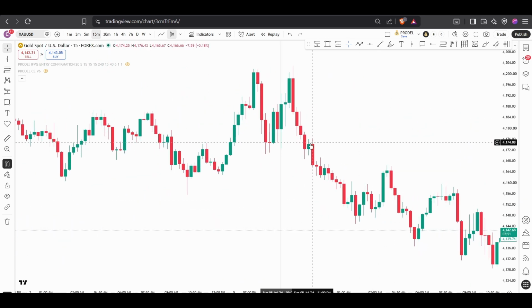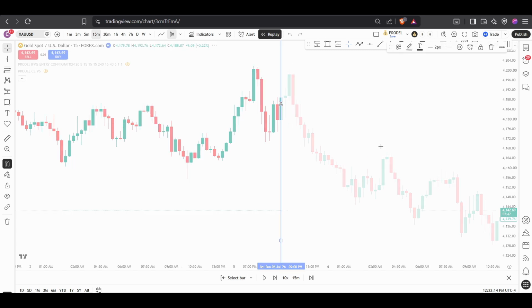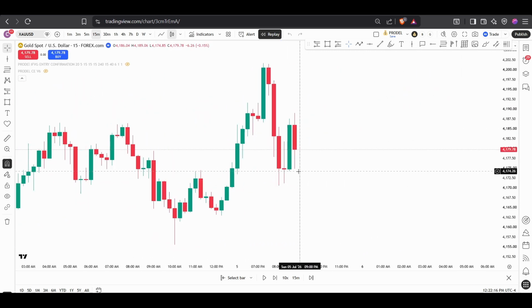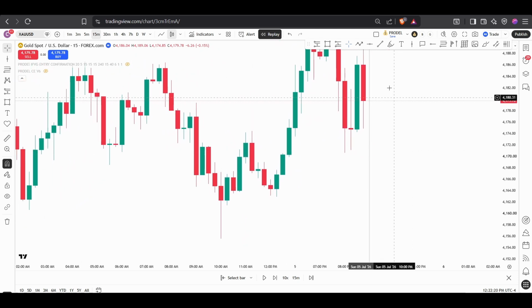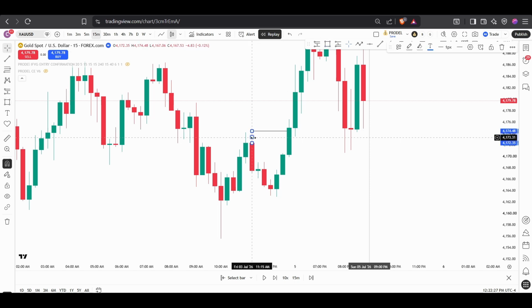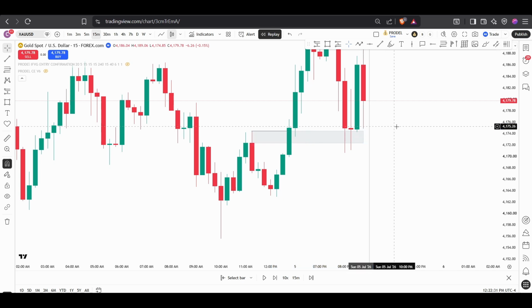I trade from 9 p.m. New York time, UTC-4, and you can see the market stocks on the 15-minute time frame. Basically, I trade the 15-minute time frame for the market structure and the 3-minute for the entry confirmation.